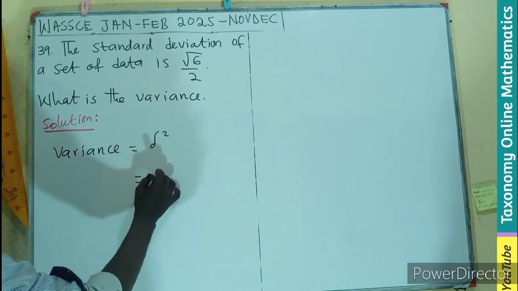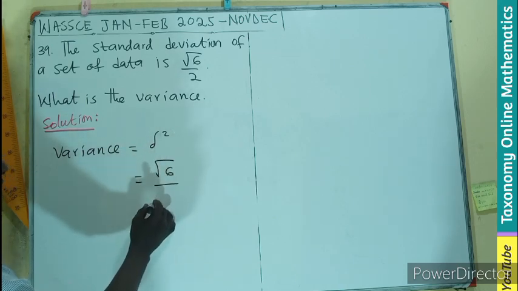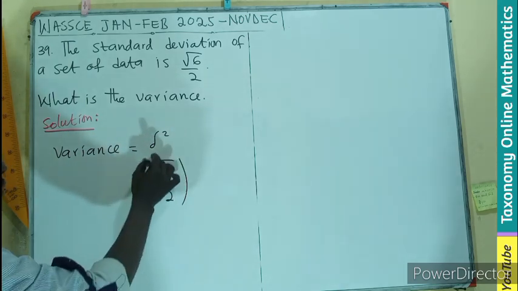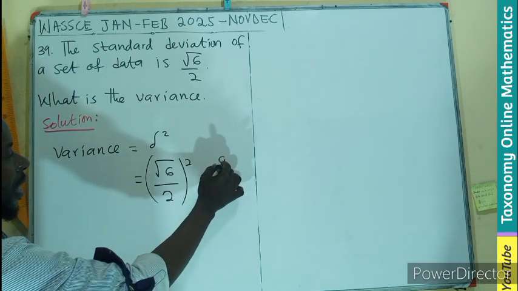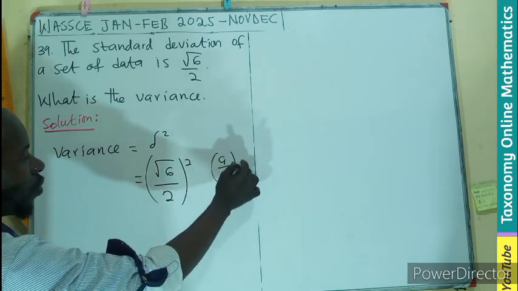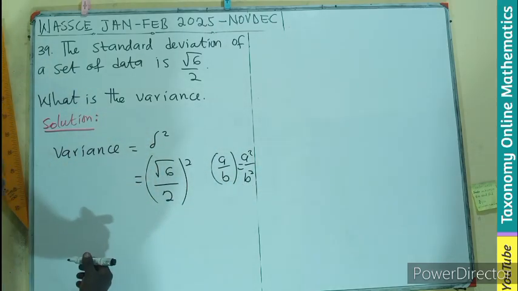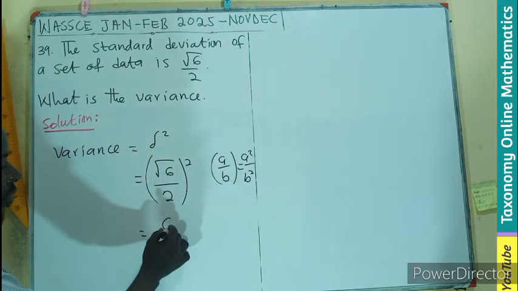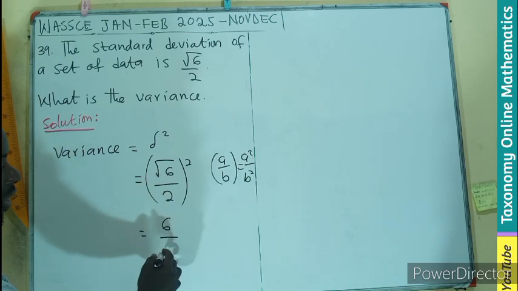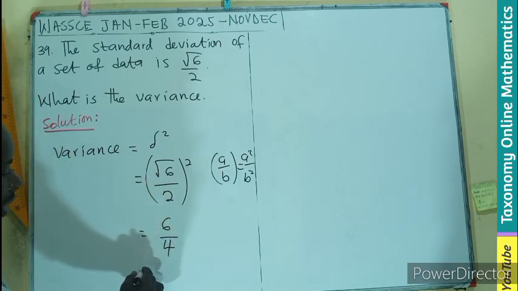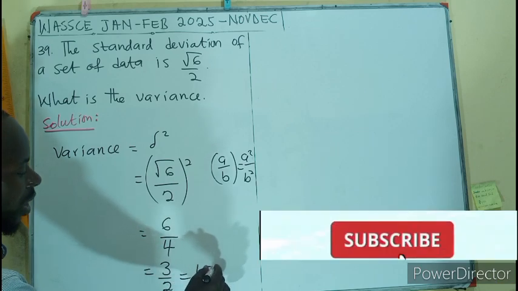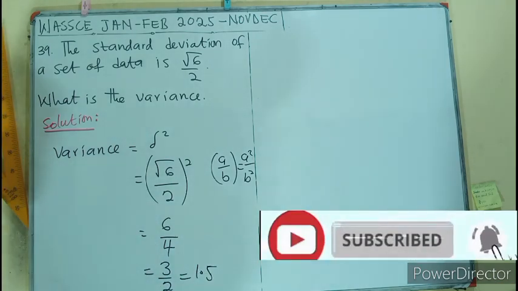So what do we do? The root of 6 divided by what? 2. We square this. Remember, a over b all squared is a squared over what? b squared. So you square the first one, that will be giving you 6. You square the second one, that will be giving you 4. And that will be 3 on 2 equals 1.5. I guess this is clear.